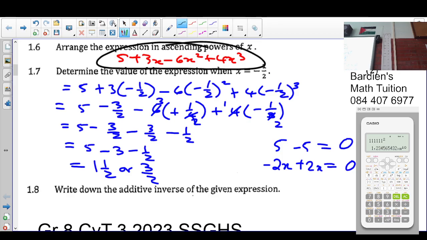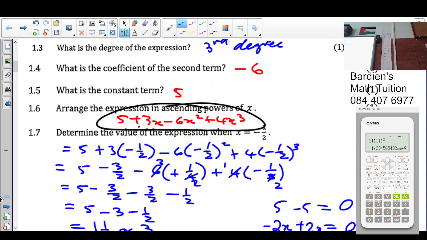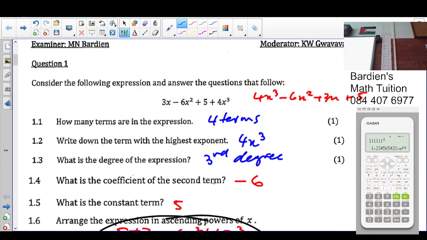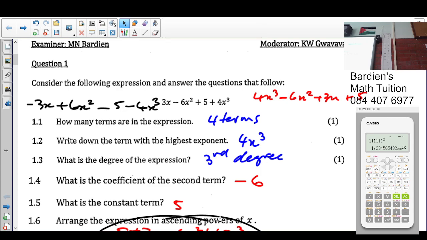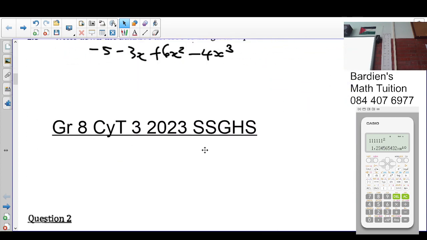So what is the additive inverse of the expression? Negative 5 minus 3x plus 6x squared minus 4x cubed. Otherwise, if I looked at the additive inverse of the original function, what will that be? Negative 3x plus 6x squared minus 5 minus 4x cubed. Either one would have gotten you the full mark. Okay, giving you the right answer.